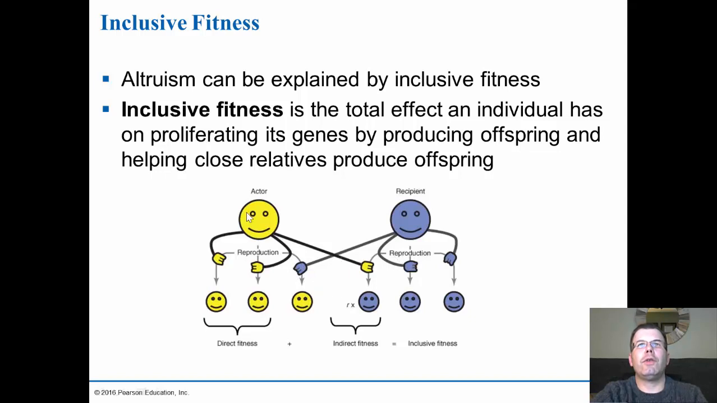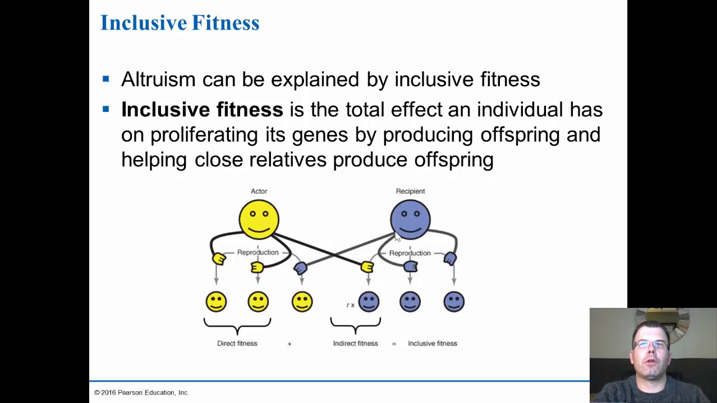And so inclusive fitness is the total effect an individual has on proliferating its genes by producing offspring and helping close relatives produce offspring. And so this would be the idea. This guy here has his own offspring, and that would be direct fitness, but he would also influence his recipient. So maybe he has a sister or a cousin out there that he provides some benefit for, maybe provides food or shelter, and that would affect her offspring as well.